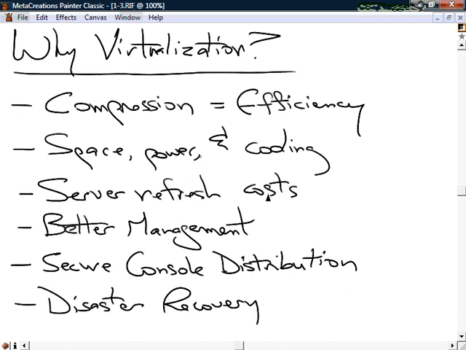Well, if we could remote that console to the user, whether through a web interface or through a rich interface using the virtual infrastructure client, we can more securely distribute that console access to non-IT users so that we can further eliminate the need for people to go in and out of the data center.